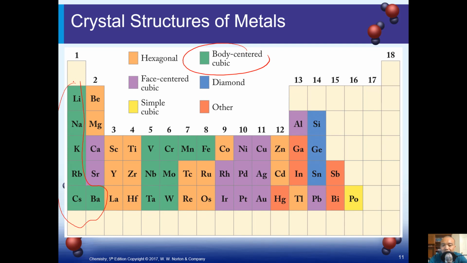Group 2 and the rest of the transition metals exhibit either face-centered cubic or hexagonal unit cells, which are the most efficient stacking patterns. Please note that some of the group 14 or group 4A elements exhibit a diamond-like structure, which we will discuss in a later section.